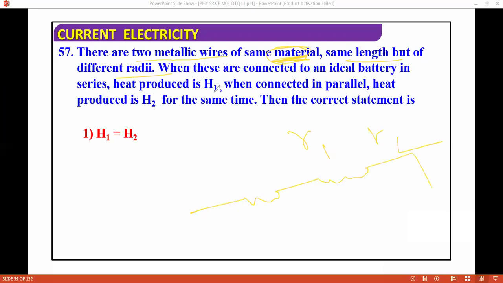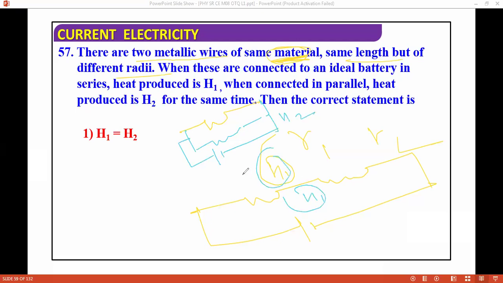When they are connected to an ideal battery in series, the heat produced is H1. And when connected in parallel, for the same time, it produces H2. No issue with it. You can go through it. So this is H2 and this is H1.